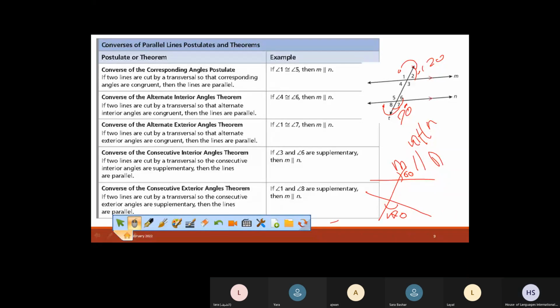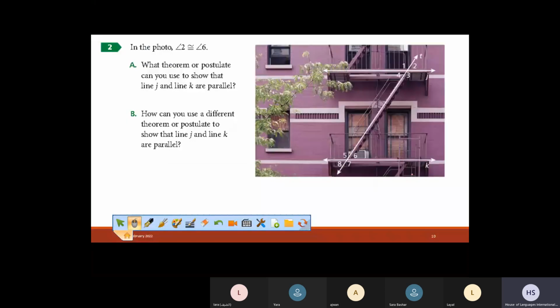Now, this one here. Which angles are congruent and which angles are supplementary? You must tell me which are the congruent angles and which are the supplementary. Now this one here, number 2 in your book.